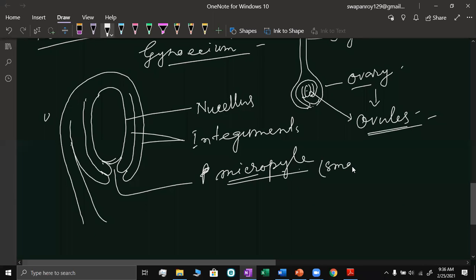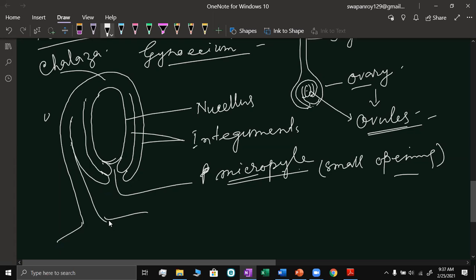A small passage or opening. So this portion of the ovule is the micropylar end, and opposite to this side is known as chalaza. So this is the chalazal end. This one is an anatropous ovule in which the micropyle faces downwards, towards the base to which the ovule is attached.